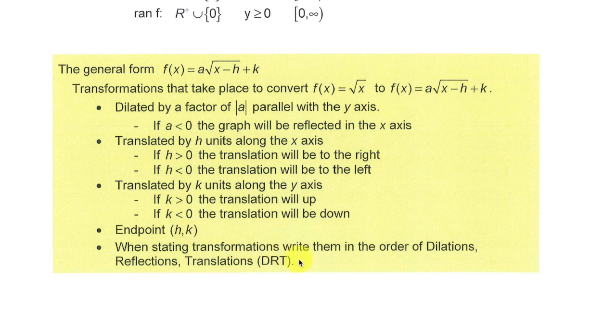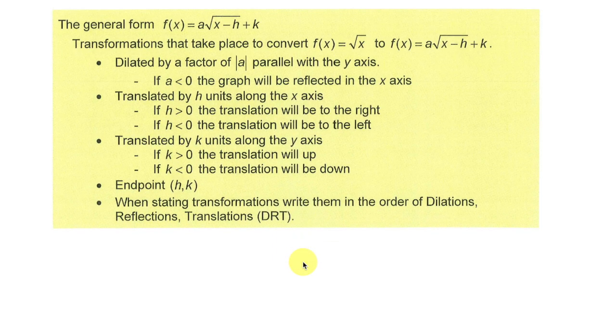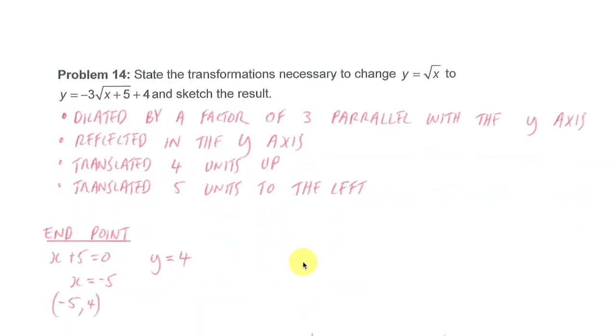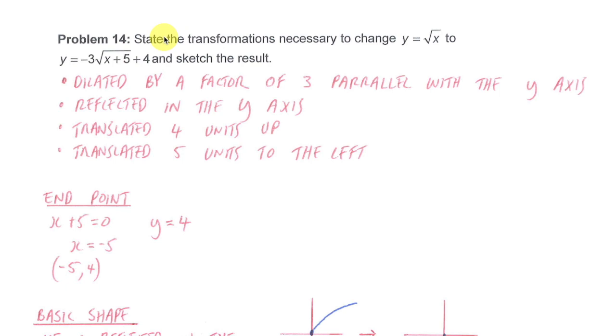Again, the order of describing the transformations is dilations, reflections, and translations. State the transformations from the standard y equals square root of x going to this. Dilation factor of 3 parallel with the y-axis. So we ignore the sign here for the dilation factor, and it's just 3, so every y value is being multiplied by 3. We write that as so.